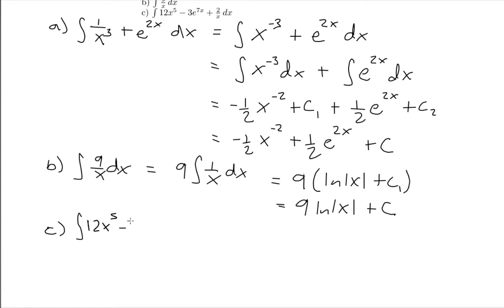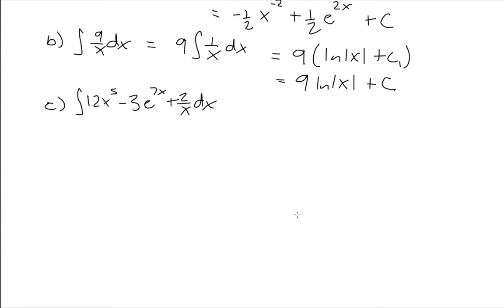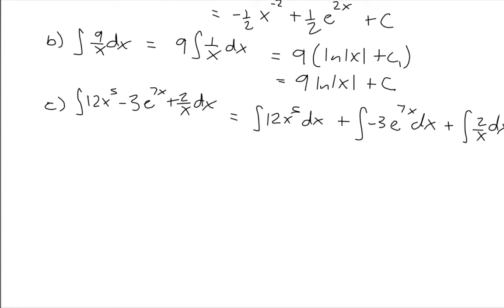Okay, so the last example, C, asks us to find the indefinite integral of 12x to the power of 5 minus 3e to the 7x plus 2 over x. So again, we don't really have a formula for something that looks this complicated, but what we can realize is we can use our indefinite integral rules to separate these into simpler indefinite integrals. So the first thing I'm going to do is exactly what I did above. I'm going to separate these into 3 independent indefinite integrals: the integral of 12x to the power of 5 dx plus the integral of negative 3e to the 7x dx plus the integral of 2 over x dx.